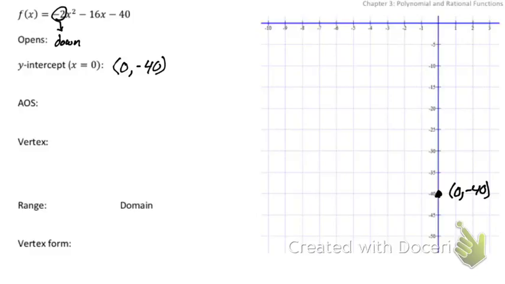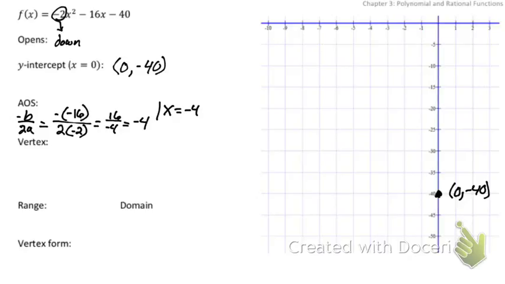I'm supposed to find my axis of symmetry. Axis of symmetry is just negative b over 2a. In this case, my b value is negative 16, so it's a negative 16 all over 2 times my a value, negative 2. That's 16 divided by negative 4, which equals negative 4. So my axis of symmetry is that x equals negative 4. I'm going to go ahead and draw that line.